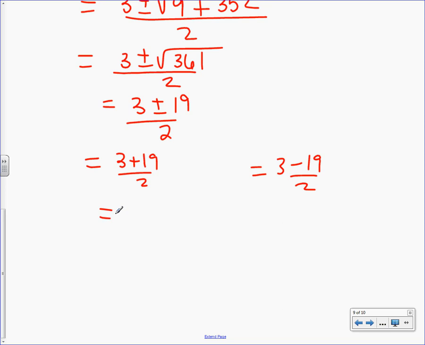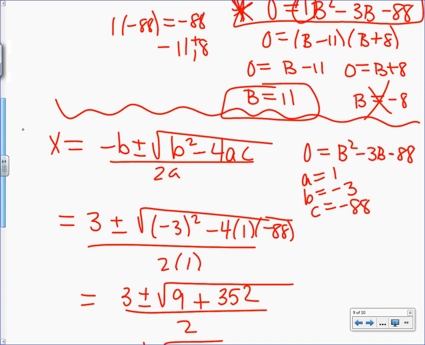So what's 3 plus 19? 22 over 2 is 11. And then 3 minus 19, negative 16 over 2 is negative 8. So we ended up getting the same answers we had before, right? But the negative 8 doesn't make sense again. So those of you that skipped the quadratic formula, we didn't finish the problem. All we found was the base, right?